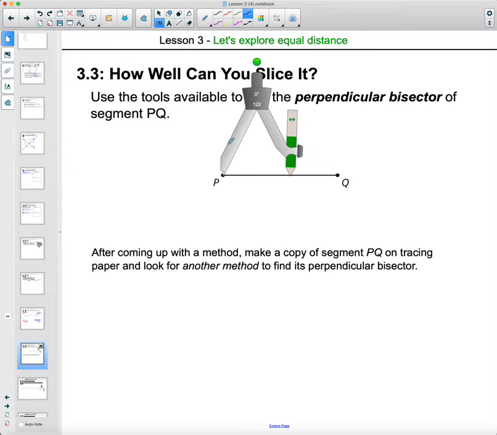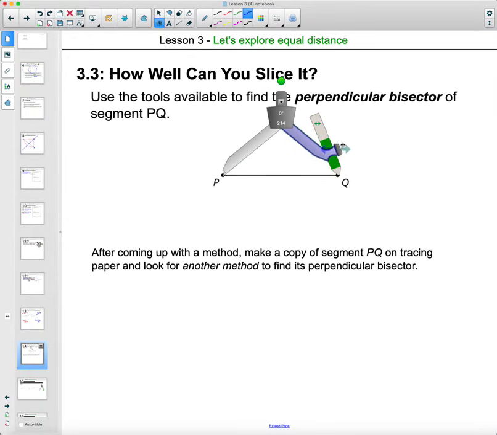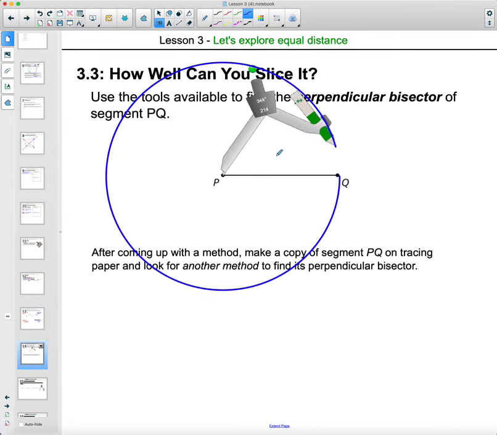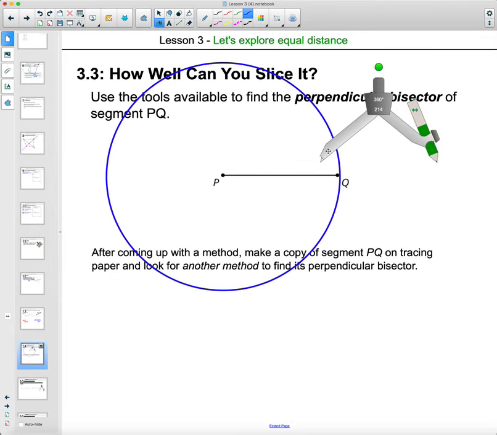So if you just open your compass the width of PQ, you could draw a circle, all the points this far, PQ, away from P. Then you could do it again around Q.